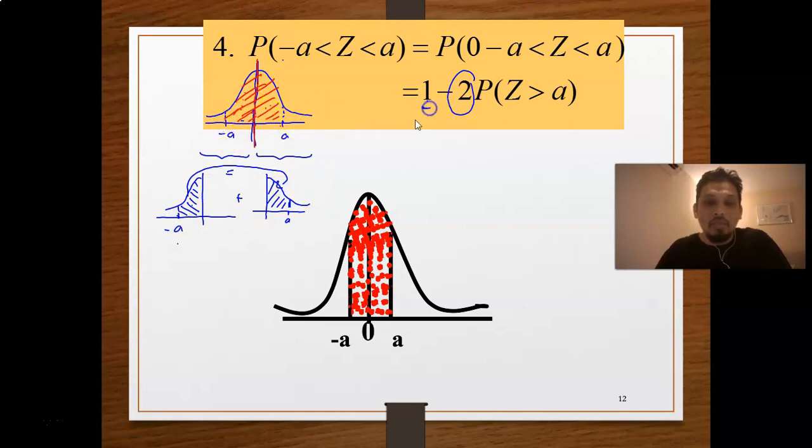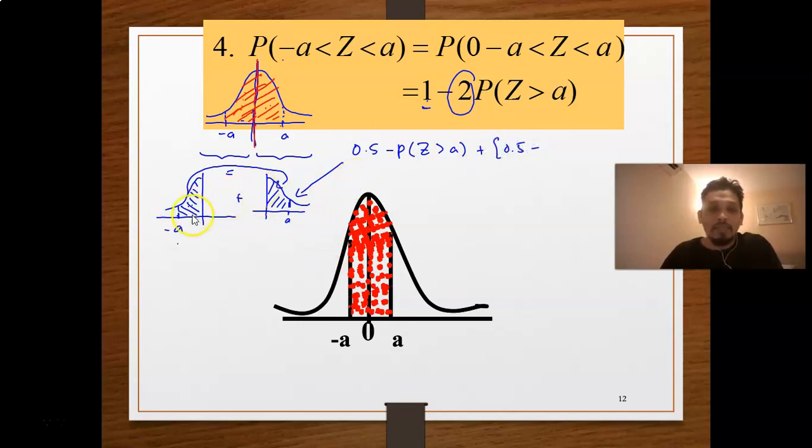So the whole area is equal to 1. If I come up with this, let's say on the first part I make this 0.5 minus the probability of Z greater than A. And on this side is another 0.5 minus, even though it's negative A, this area is equal to this area, so I come up with another probability of Z greater than A. 0.5 plus 0.5 equals 1, and then negative the probability of Z greater than A plus another one is minus 2 times the probability of Z greater than A. There you go. Then you get this one here.